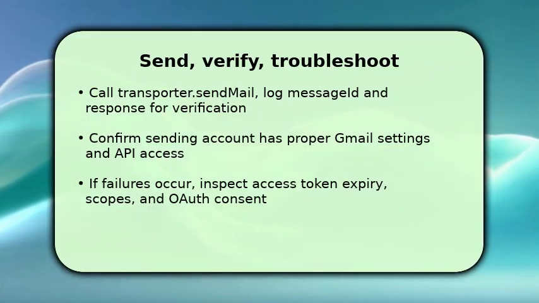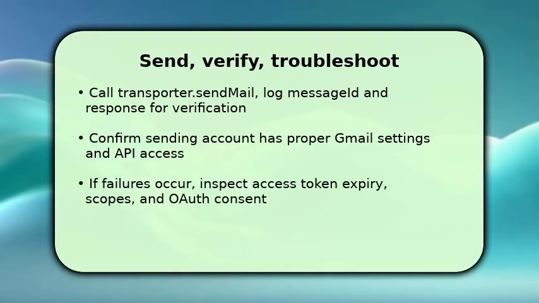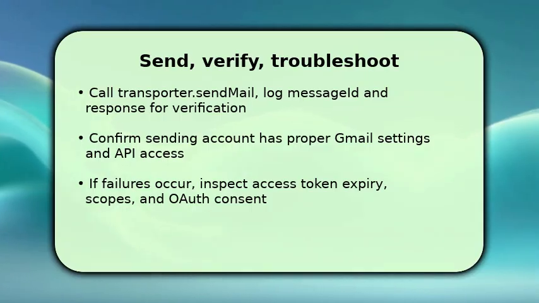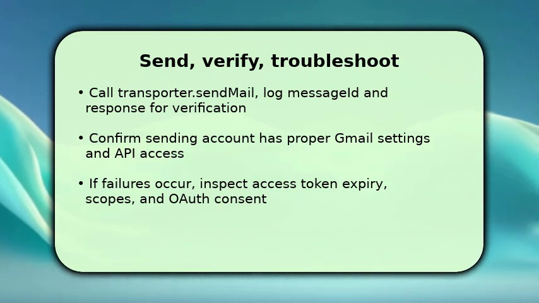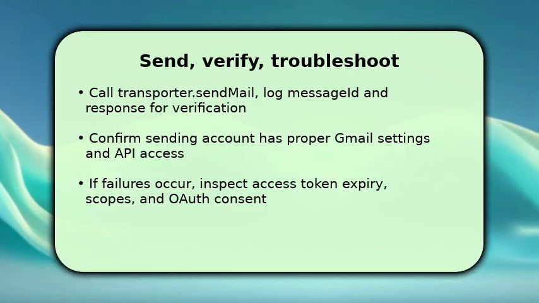Make sure the Gmail account isn't blocked or restricted and that OAuth consent and scopes include mail sending. If emails fail, check that the access token hasn't expired, the refresh token is valid, and scopes include Gmail send. Also verify environment variables and that your app's redirect URIs match the console settings.